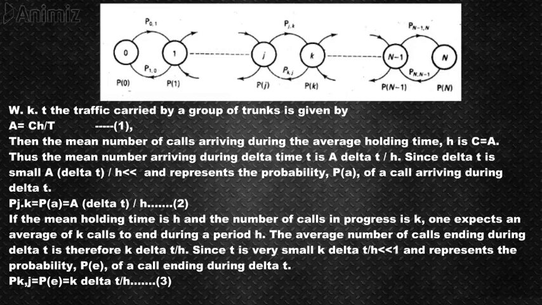If the mean holding time is h and the number of calls in progress is k, one can expect an average number of k calls to end during a period h. So the average number of calls ending during the delta t is therefore k delta t by h. Since delta t is very small, k delta t by h will also be very small and represents the probability of one call ending during a small delta time t, that is P of E, and it is given by k delta t by h.